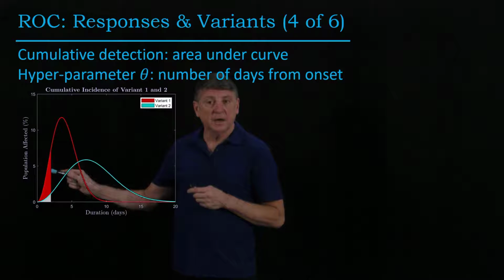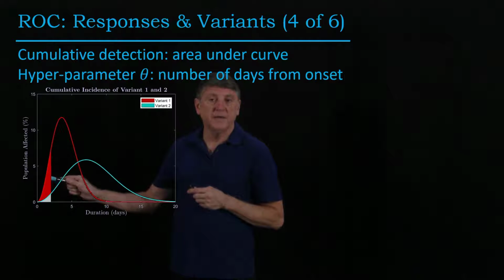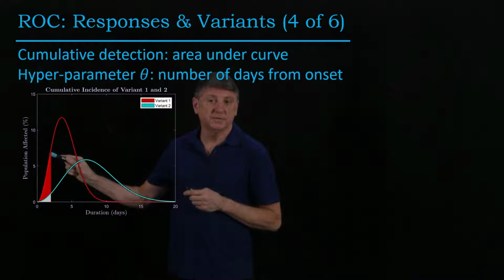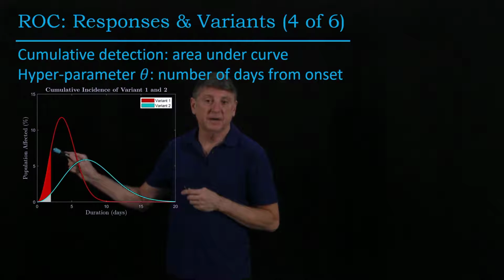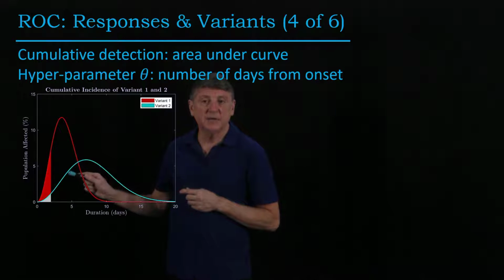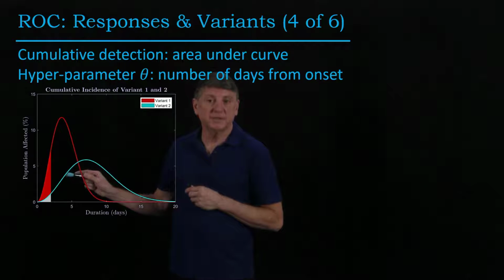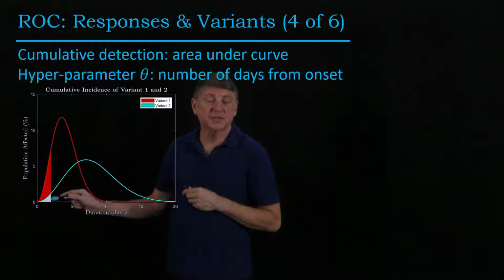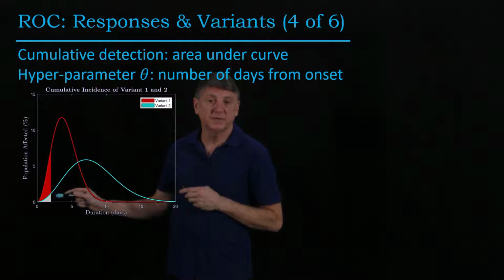The area under the red curve will be our true positives. That is, those are the people who have the variant 1 virus. And then the area under the other curve will be the false positives. These will be the people who are showing positive, but they actually don't have variant 1, they have variant 2.